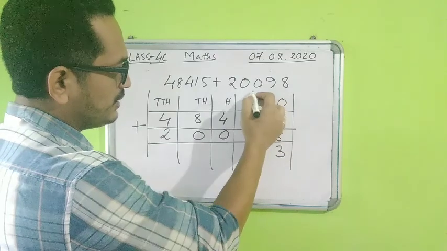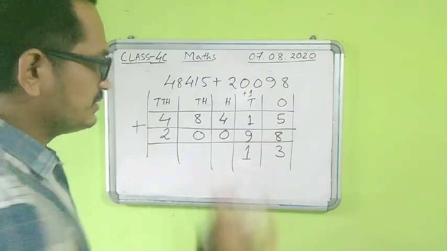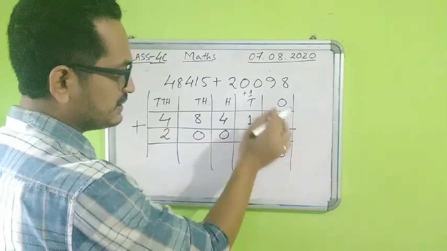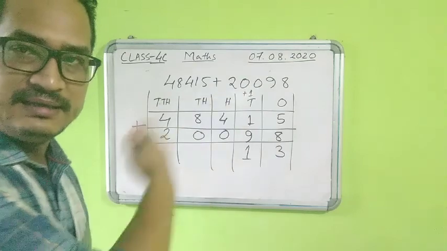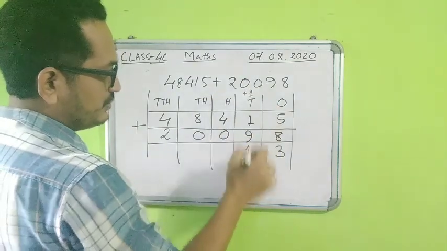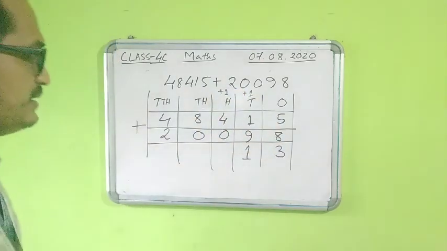So if you cannot remember, you can do one thing. Here you can write in a small way, so that you can understand that 5 plus 8, it is 13. 3 is written, that 1 has been carried to this side. So 9 plus 1, 10, 10 plus 1, 11. Again 1 will be written and 1 will be carried forward to hundreds place.